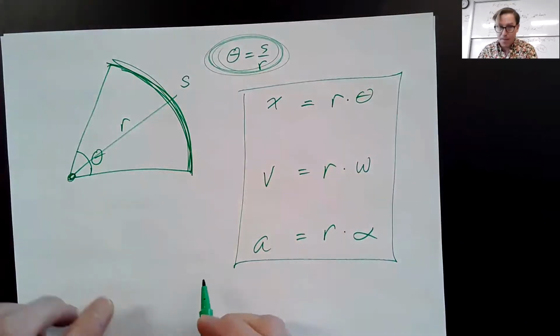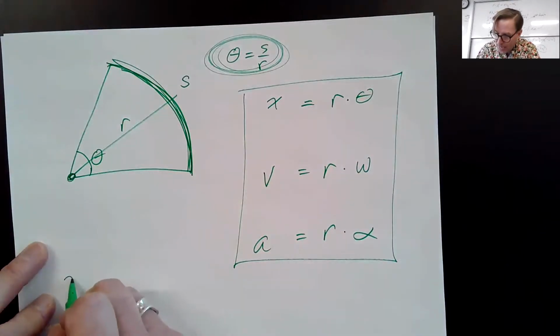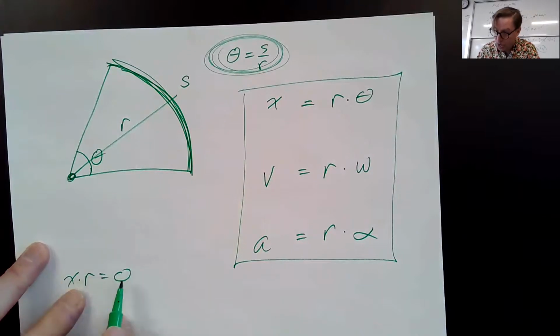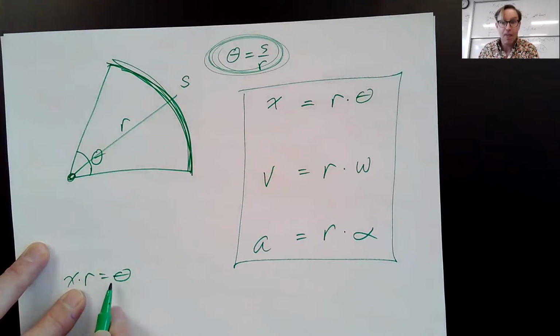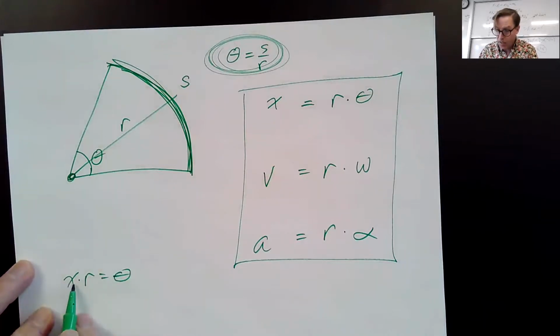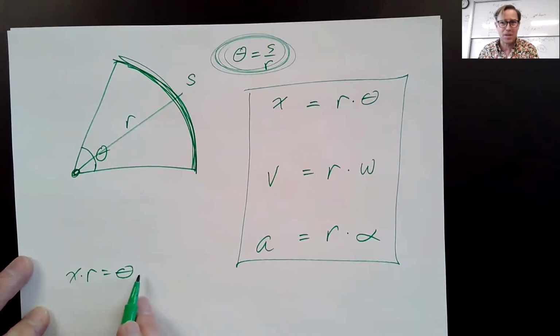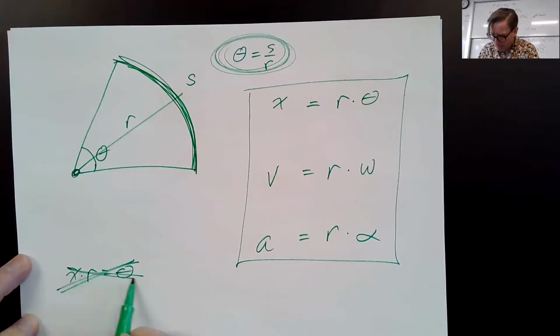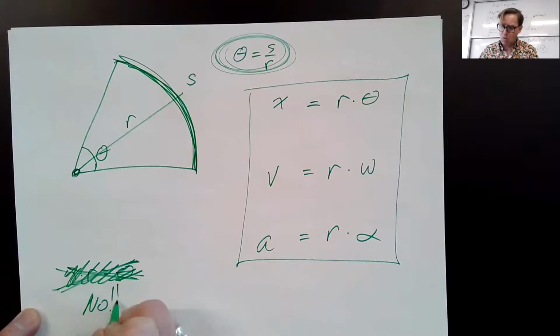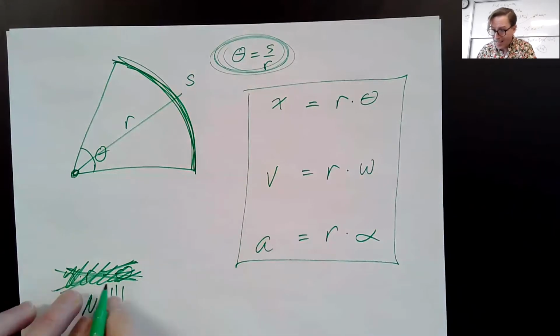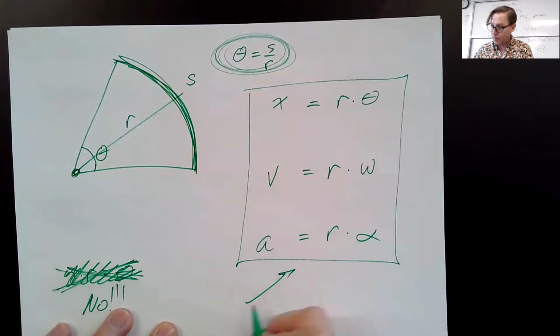If I had written it the wrong way, I'm very briefly going to write it the wrong way. If I'd written x times r equals theta, this is wrong. Instead of r being on the right, I put r on the left. This is wrong. What would have happened? I would have had meters times meters is no unit. Does meters times meters equal no unit? No, meters times meters is meters squared. That's wrong. Bad. Scribble it out. So anyway, you can either figure these out or just guess and see if the unit works out. So that's one set of helpful equations.